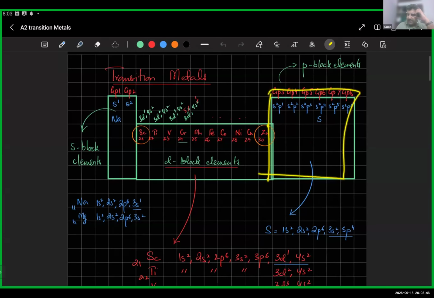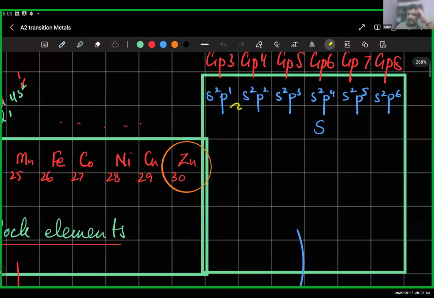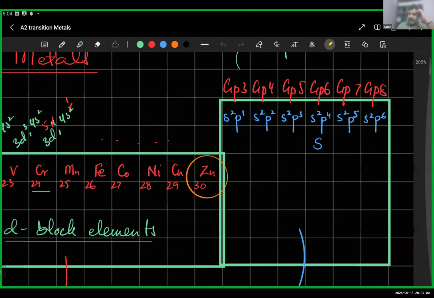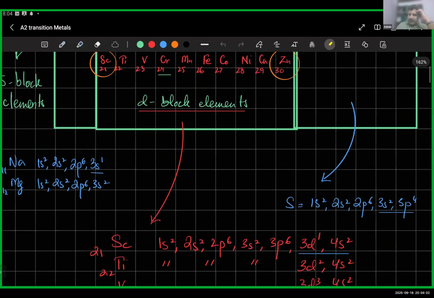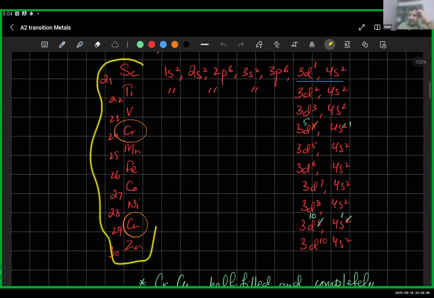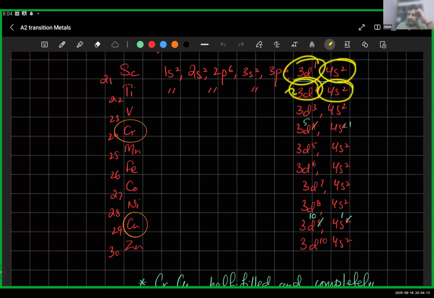We discussed that in a p block element, the last electron goes into a p. Group 3 is s2p1, group 4 is s2p2, the outer shell electronic configuration. When you have a d block element, for example, all of these, it becomes 4s2 and then 3d1, then 4s2 and 3d2. Here you have 4s2 and then 3d3, and so on up till 3d10.